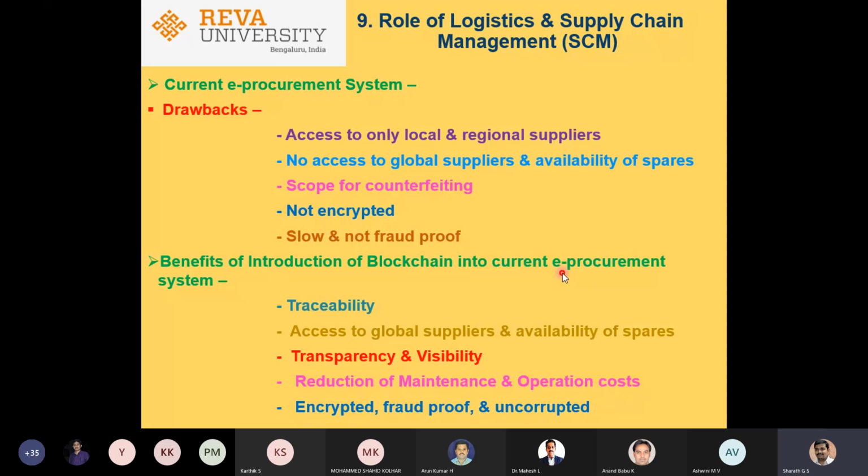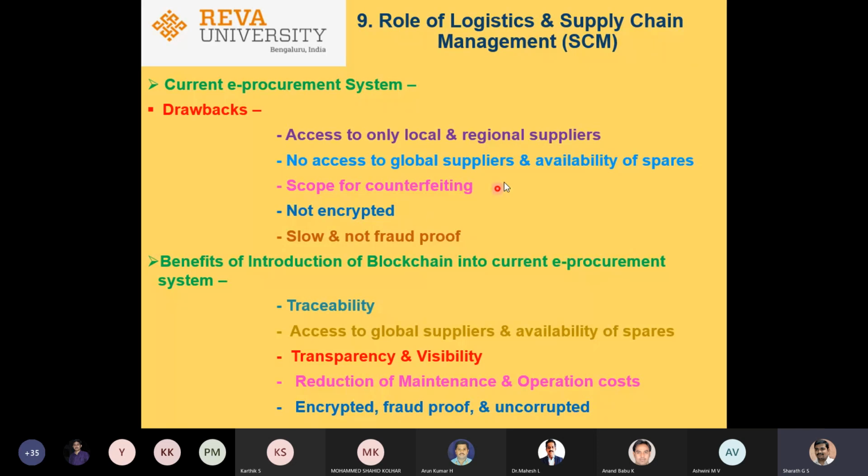Some of the drawbacks of the current procurement system are that they have access to only local and regional suppliers. They do not have access to global suppliers. And there is scope for counterfeiting. Counterfeiting is something like using an unapproved part, a substandard part, which looks similar to the original one. So there is scope for counterfeiting as this system is not encrypted and it is not fraud proof also.